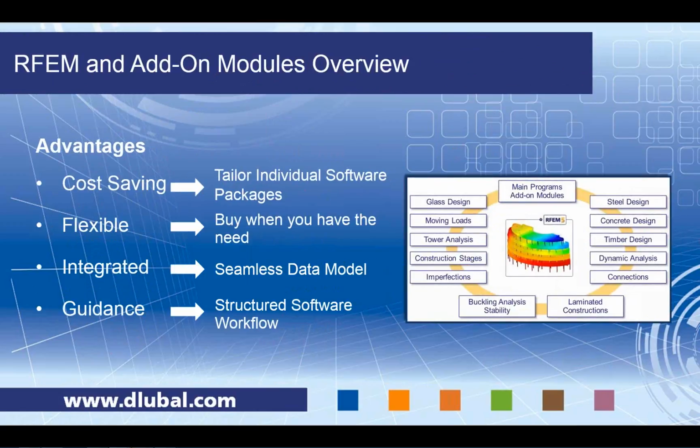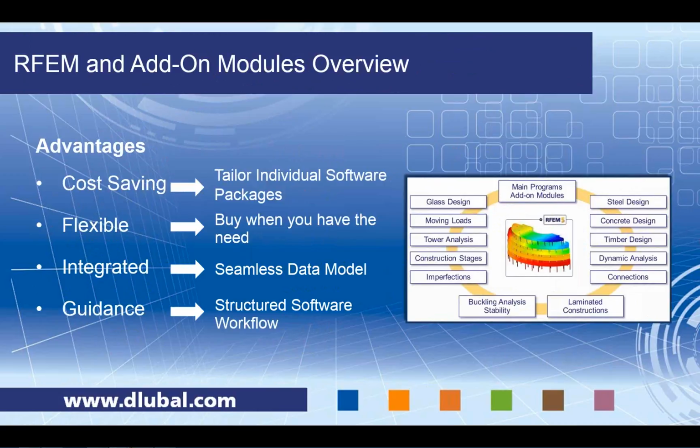A quick introduction to our software and how to set up. You'll see over here on the right-hand side is a picture of our main program, RFEM, in the middle. And then you have the ability to add on modules such as steel, concrete, timber, and many other options. We have quite a few advantages to this modular setup. The first is it's cost saving. You can tailor an individual software package to your company's needs. If you don't do steel design, why would you buy a steel module?